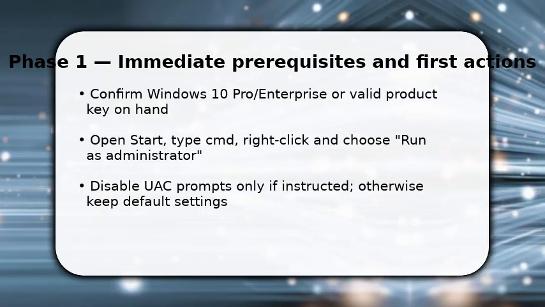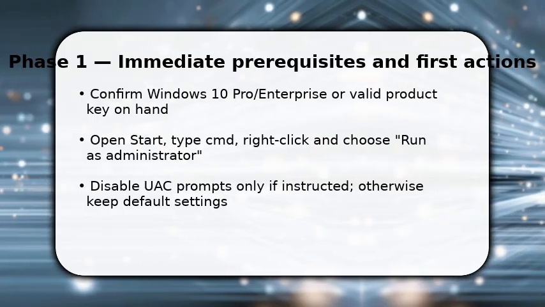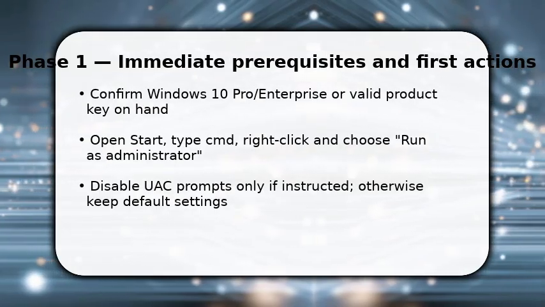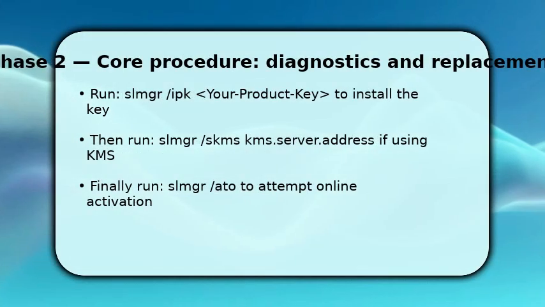Make sure you do not elevate in a restricted account. Once the elevated window is open, keep the product key visible. You'll use SLMGR commands next, so don't close this window until activation completes. You'll type commands in order.